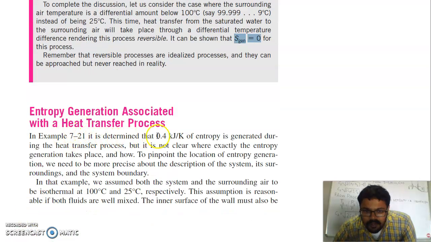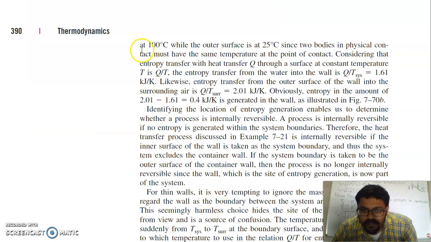In the example, it is determined that 0.4 kilojoule per kelvin of entropy is generated during the heat transfer process, but it is not clear where exactly the entropy generation takes place and how. To pinpoint the location of entropy generation, we need to be more precise about the description of the system, its surrounding and the system boundary. In that example, we assumed both the system and surrounding air to be isothermal at 100 and 25 degrees Celsius respectively. This assumption is easy if both fluids are well mixed. The inner surface of the wall must also be at 100 while the outer is 25, since two bodies in physical contact must have the same temperature at the point of contact.